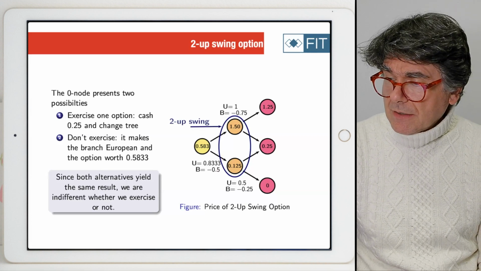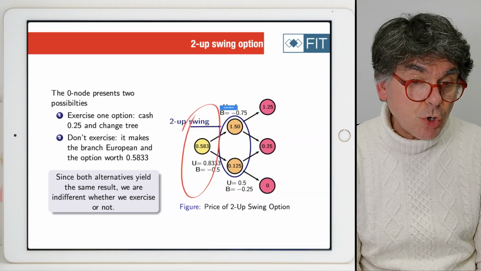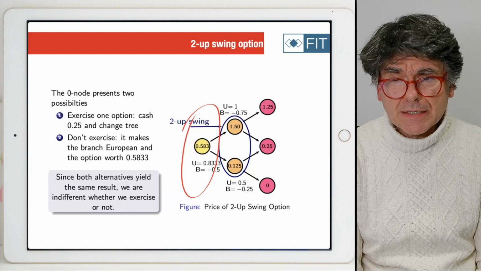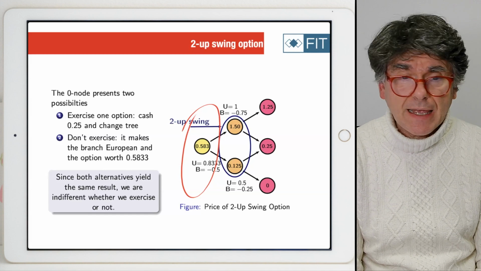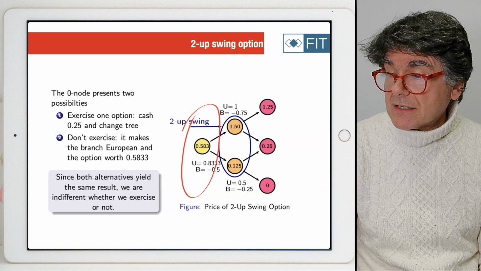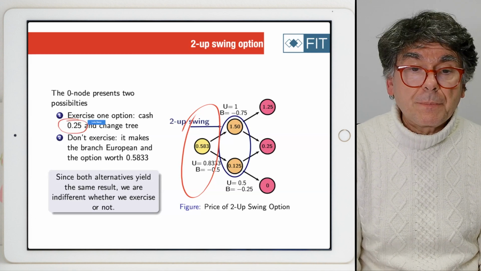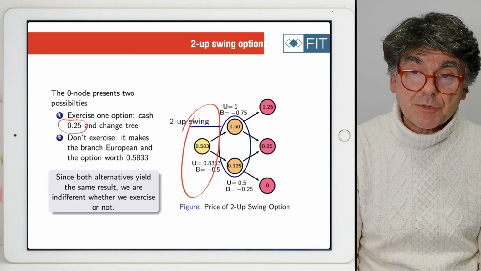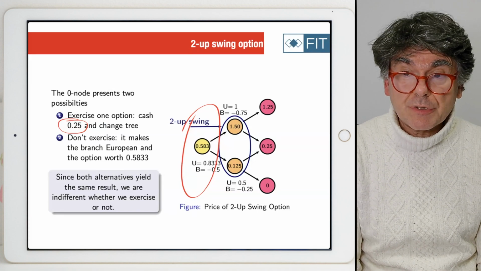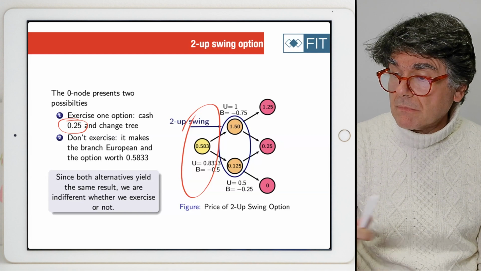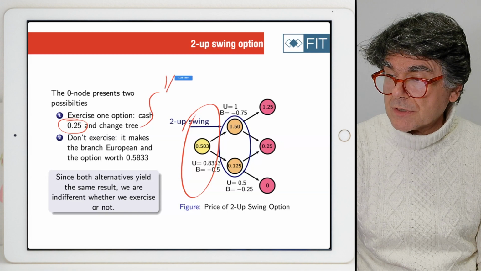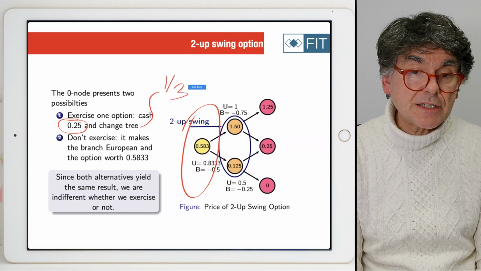And when I get here, this is an interesting point. This is the node. Now I can exercise or not exercise. If I exercise, I get 25 cents in cash, and then I change trees to the American option, and the price of the American option was 33 cents. When I changed tree, the value of the American option was 33 cents. The value is 58 cents and a third.